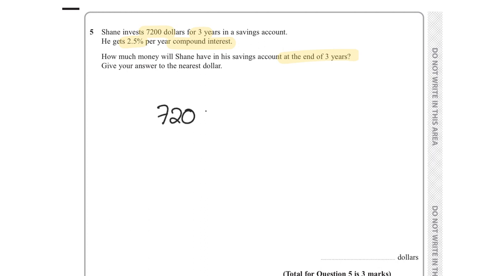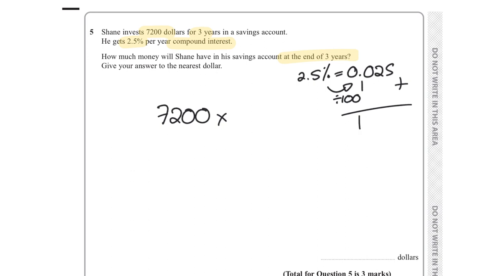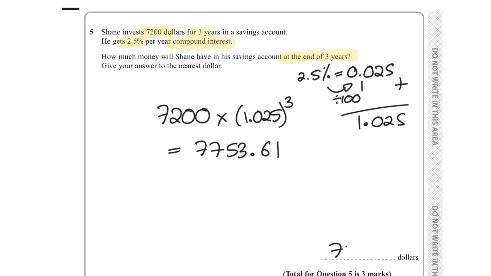So the way you approach this is you take the amount that you have invested, you convert the 2.5% into a decimal, so 0.025, by dividing it by 100. We then make this into a multiplier, so we add a 1 to it to make it 1.025. And it's this multiplier that you raise to the power of however many years you have that money in the account. Then this will give you the value at the end of 3 years, which is 7,753.61. They want it to the nearest dollar, so 7,754 would be rounded up to the nearest dollar.